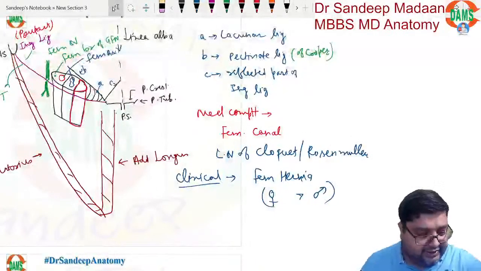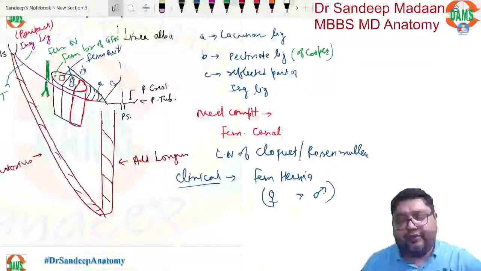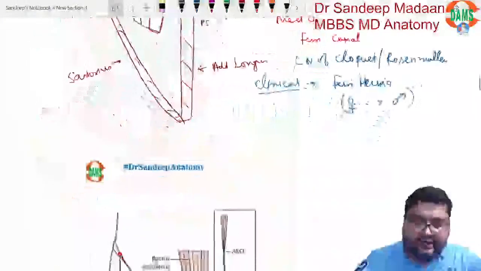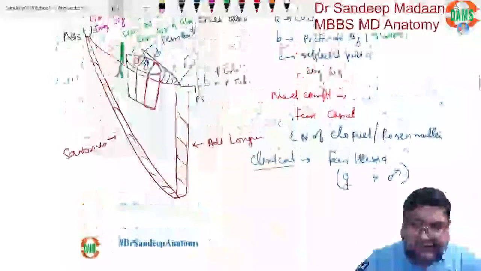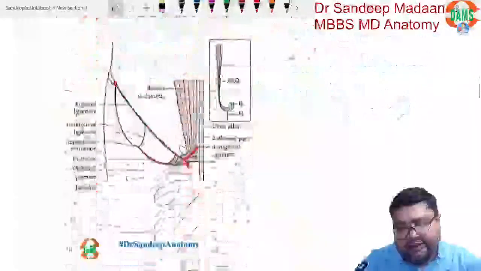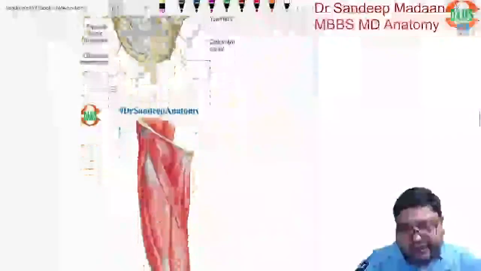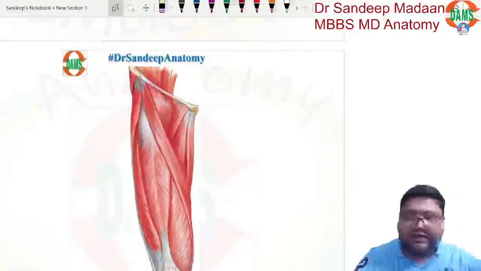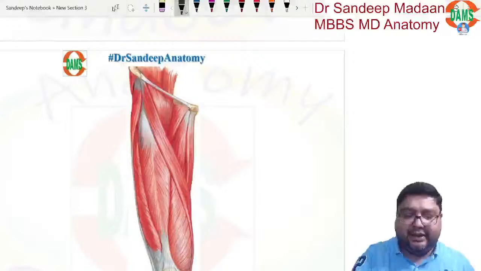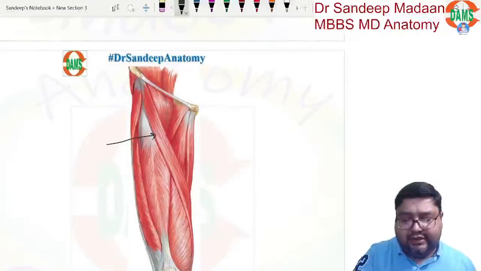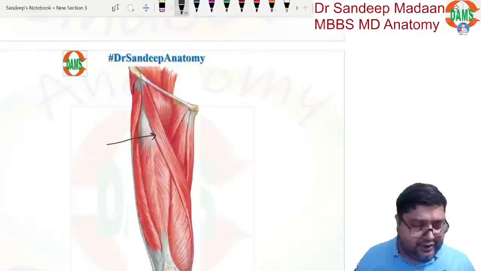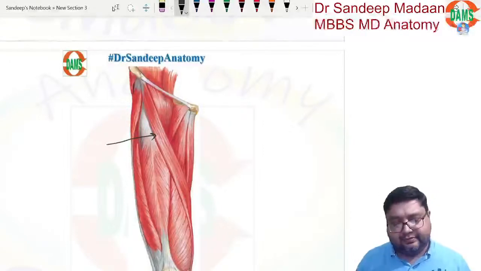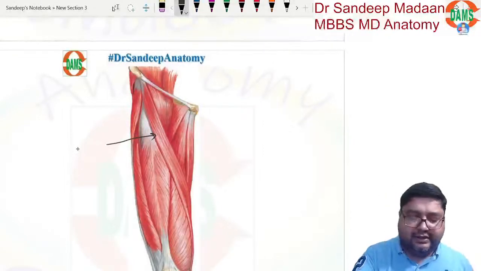So did you understand this point? So far so good, right? Now dear friends, we have made this schematic diagram, but let me show you this particular diagram now, and you identify the structures with me. Yes, let us start identifying. Tell me, what is this muscle which I have put the arrow mark on? That is the sartorius.